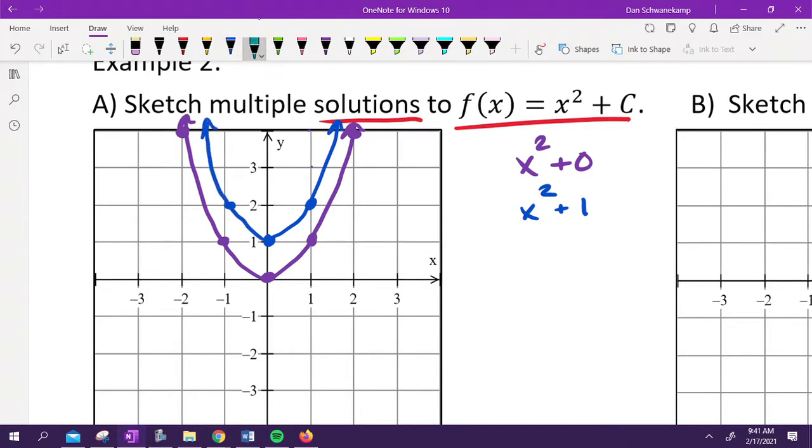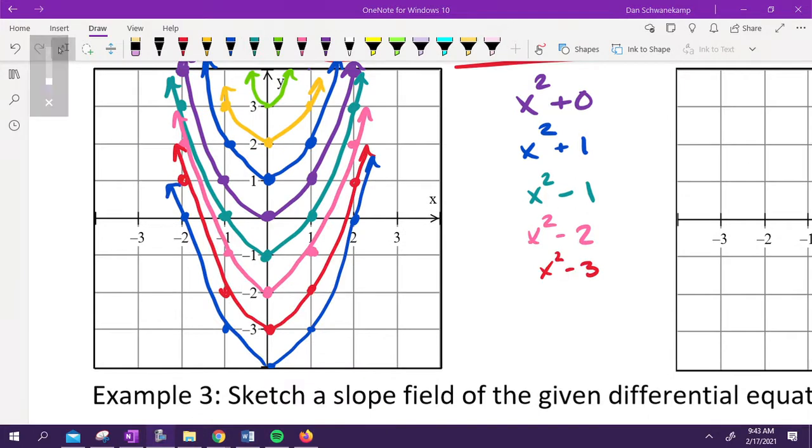What else could c be? Negative 1. So the negative 1 would take me down 1. I'd go up 1 over 1, up 3 over 1. That could also be my picture. And we could keep going from there. Go ahead, draw me at least two more parabolas with different c values based on that picture. Go. All right, we could keep drawing forever.